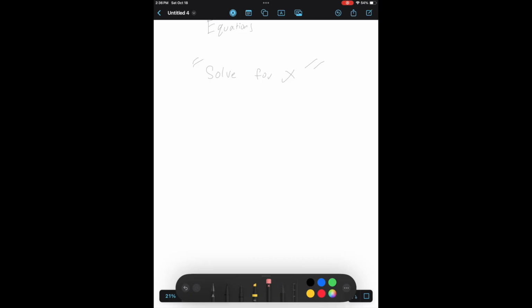Now I'm going to introduce a new concept to you, if you are already familiar with equations, and that is the number of solutions that a linear equation can have. There are 3 possibilities for a linear equation. A linear equation can have no solutions. It can have 1 solution. Or it can have infinite solutions.